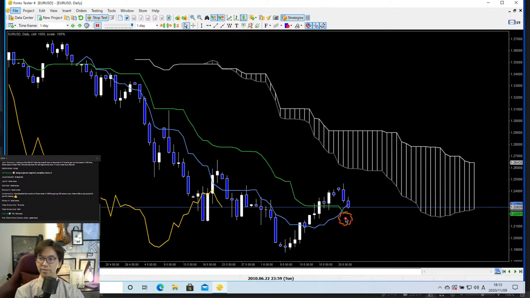You see? Tenkan-sen broke through the Kijun-sen upwards this way. This is Tenkan-sen, Kijun-sen, Gold Cross. But still, you don't want to look for a buy chance yet because the market might go down, right? Because Chikou-span is still overlapping the candles in the past, so the market might go down or it might go up, and we don't know which way it's going. So the best option you can take is do nothing in this kind of market. So let's keep on going.